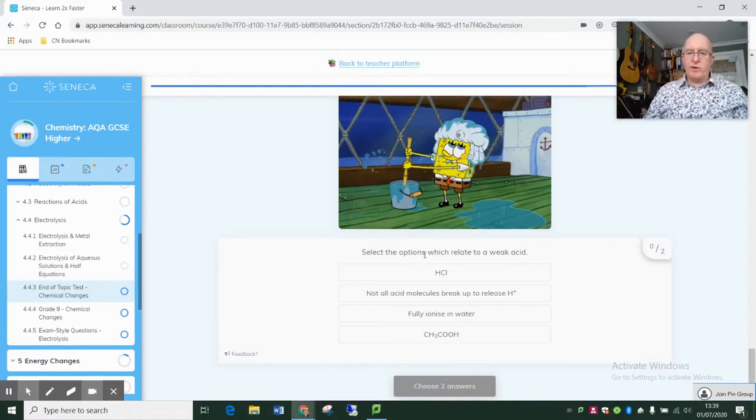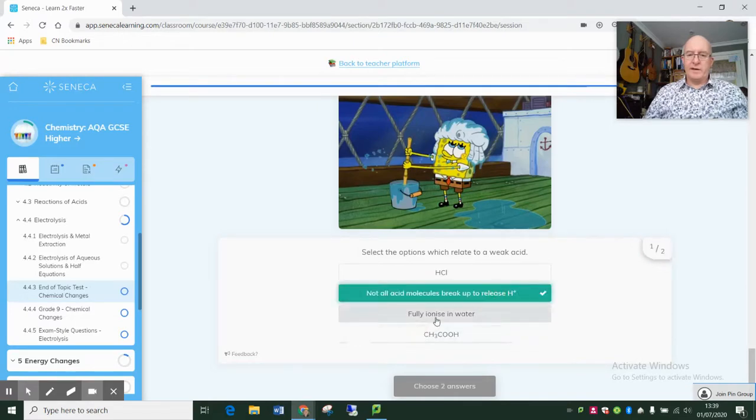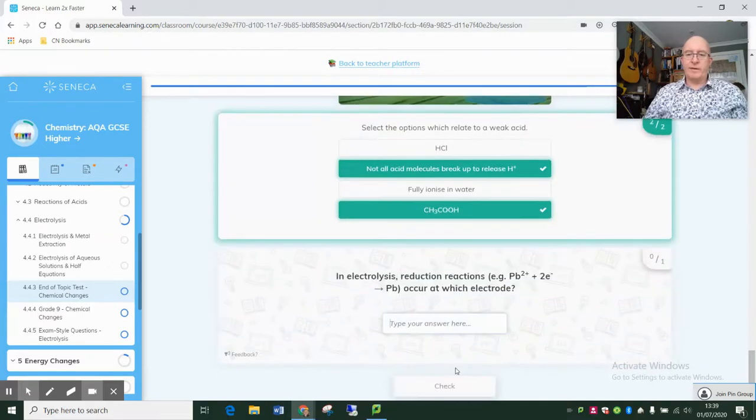Select the options which relate to a weak acid. There are two of these. Hydrogen chloride, and that's hydrochloric acid, that's a strong acid. Not all the acid molecules break up. That's a characteristic of a weak acid. Click that one. That is the characteristic of a strong acid. And this ethanoic acid here, which is the acid in vinegar, is a weak acid. So we'll click that one.